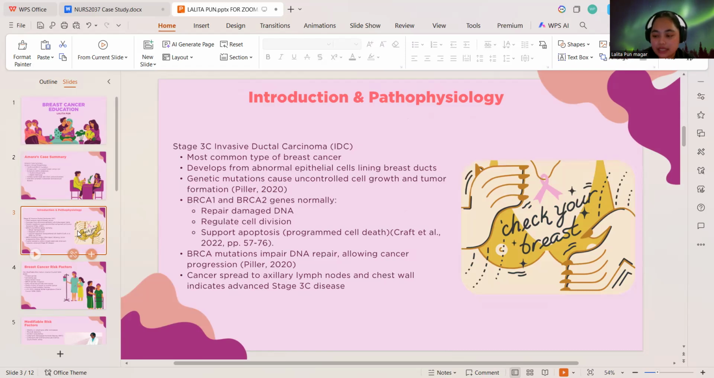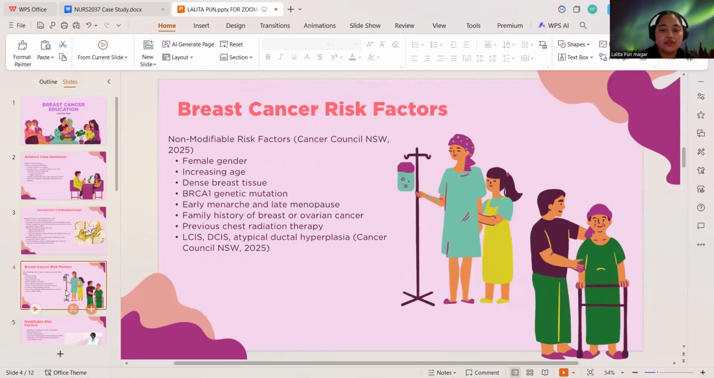So, in Amara's case, investigations confirmed spread to the axillary lymph nodes and chest wall, indicating advanced local disease with lymphatic metastasis. So we'll go for the breast cancer risk factors. It is classified into non-modifiable risk factors and modifiable risk factors.